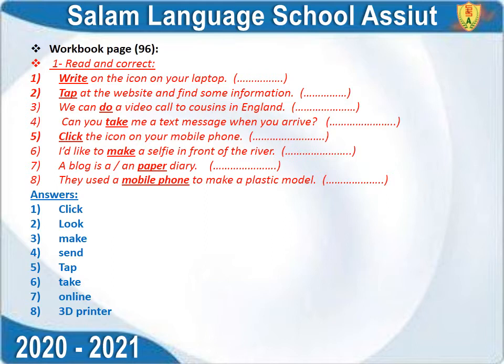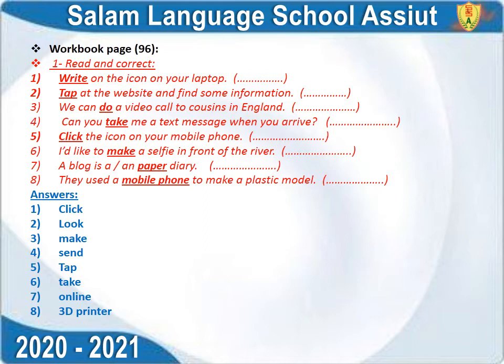Workbook page 96. Read and correct. Number 1. Write on the icon on your laptop. The right answer here is click on the icon. Number 2. Tap at the website and find some information. The right answer here is look at the website.